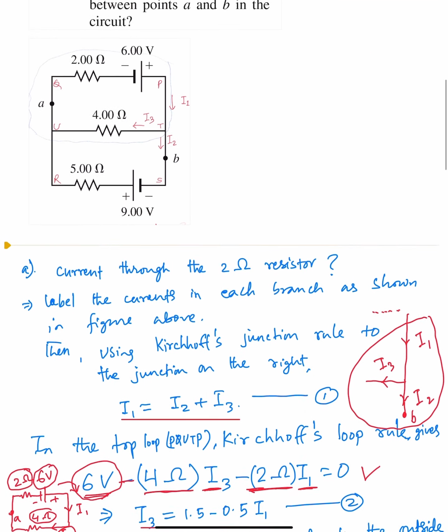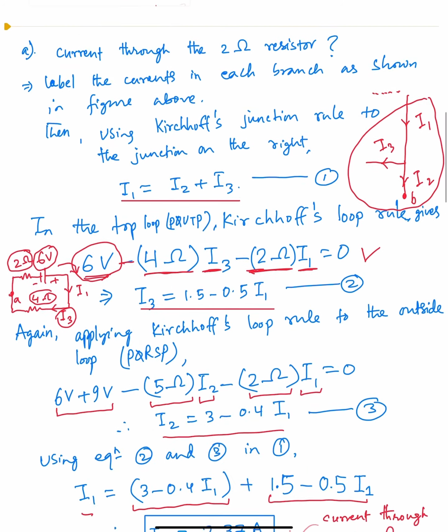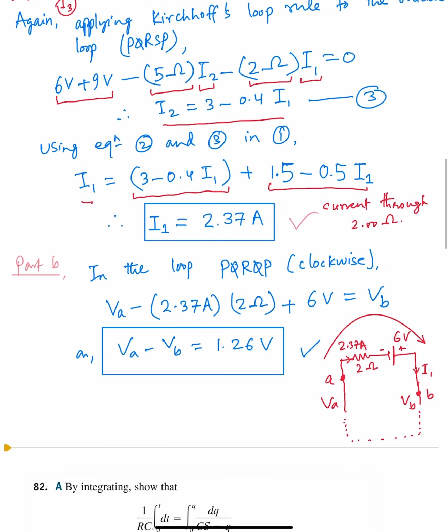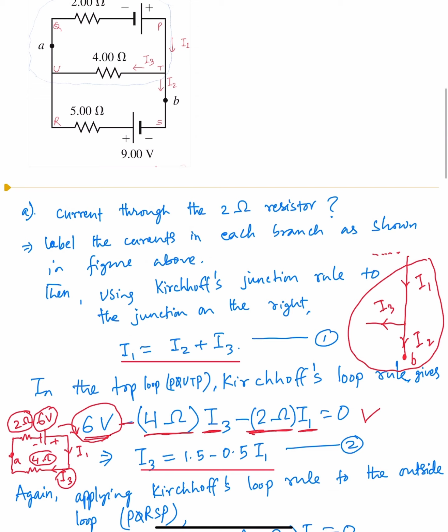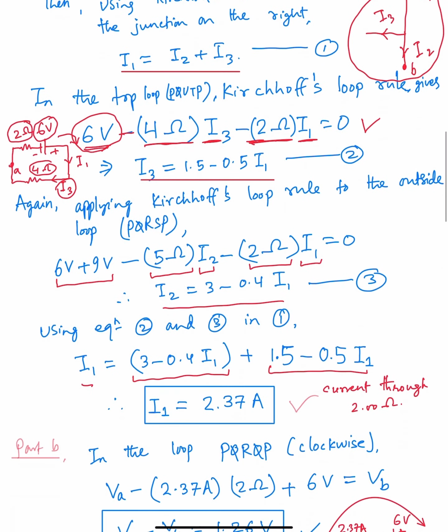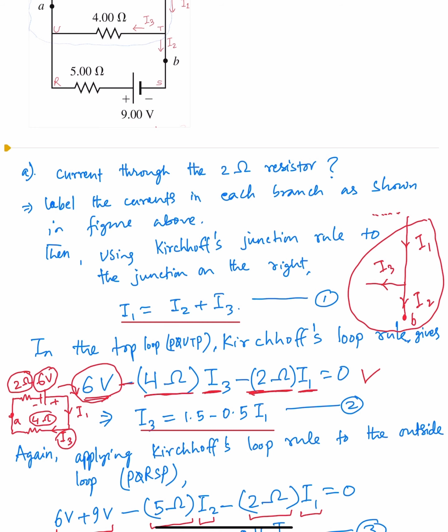For part B, you have to find the potential difference between points A and B. You can see the figure, and I try to expand it like this. In the loop PQRQP, you can see PQR, PQRQP, it has to be different.